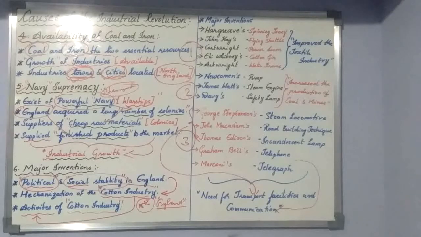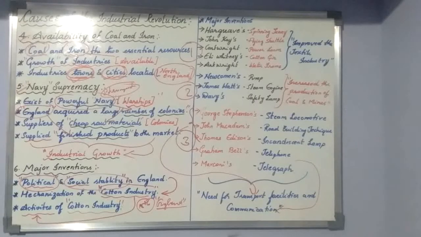Finally the Industrial Revolution which started in England slowly spread to different parts of the continent and different countries. So that's about the causes of the Industrial Revolution: surplus capital, stable government, agricultural revolution, availability of coal and iron, navy supremacy and major inventions. These six major causes made the Industrial Revolution start in England in the 18th century, and from England it went to various other countries.